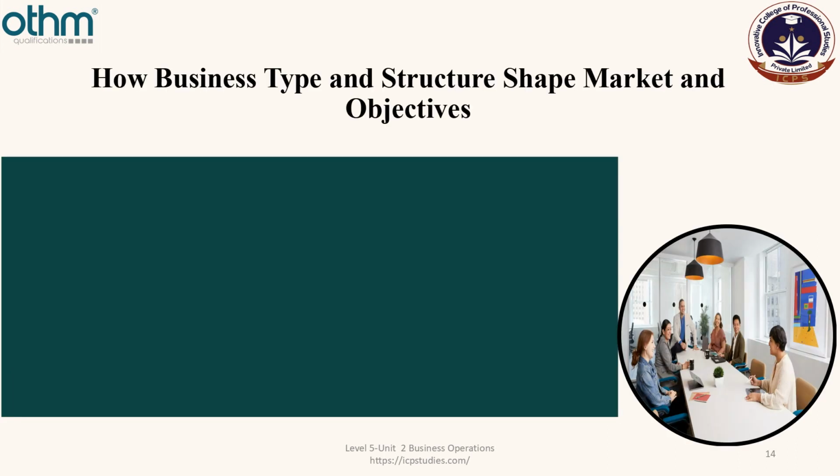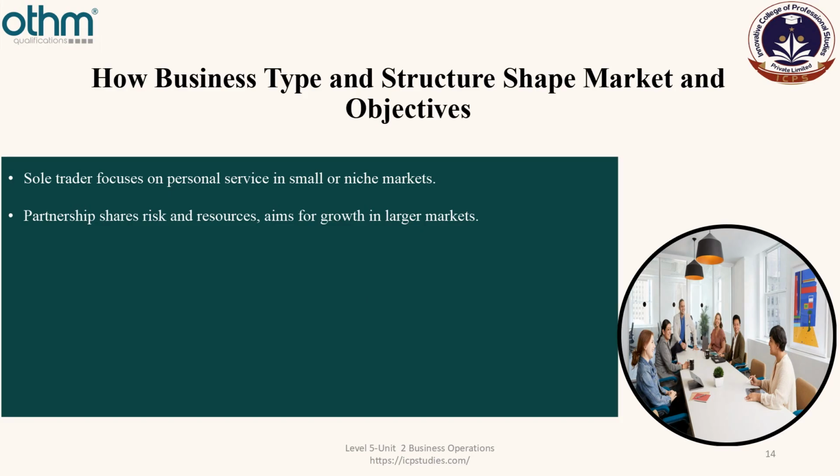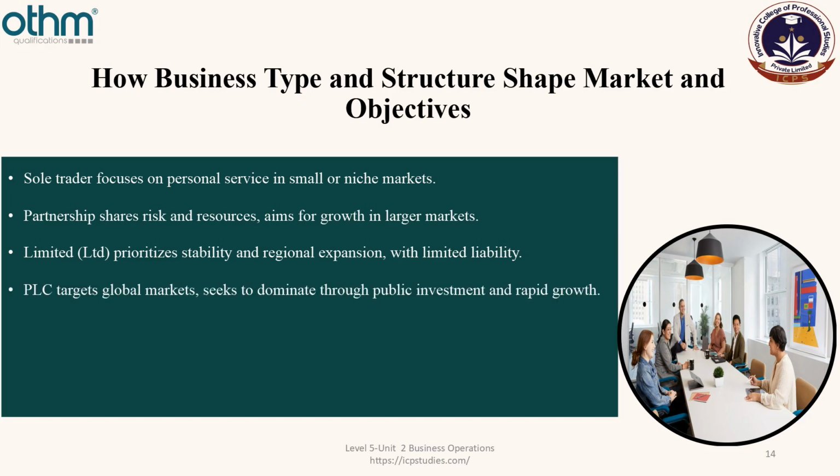Objectives. So how do business type and structure shape the market and objectives? The first thing is that the sole trader always focuses on personal service and a small or niche market. Partnerships share the risk and resources and aim for growth in larger markets. The limited company prioritizes stability and regional expansion with its limited liability. And if we talk about PLCs, that is public limited companies, they target the global market and seek to dominate through public investment and rapid growth.